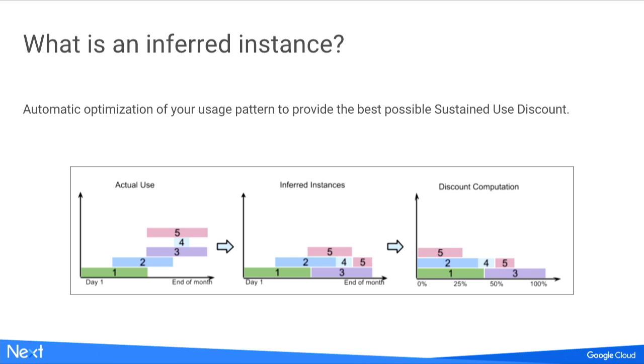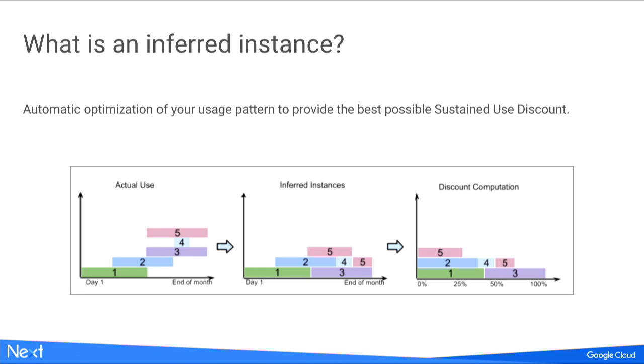So just briefly, what is an inferred instance? This is something we sometimes get questions about, so I wanted to explain it a little bit more. In this graphic, imagine that you're using some one-core VMs, and you use 5 different instances at various times in the month, as represented in the left graph. You use instance 1 for about half the month. Sometime about the 10th of the month, you start instance 2, and then about halfway through the month, you start 3, and 4, and 5.